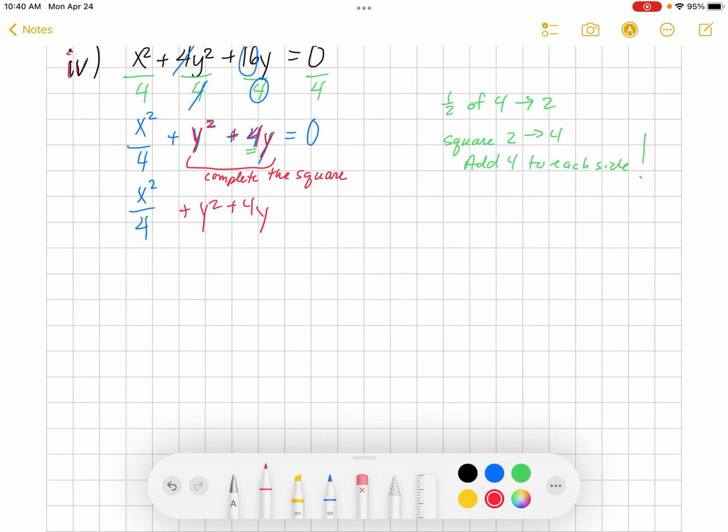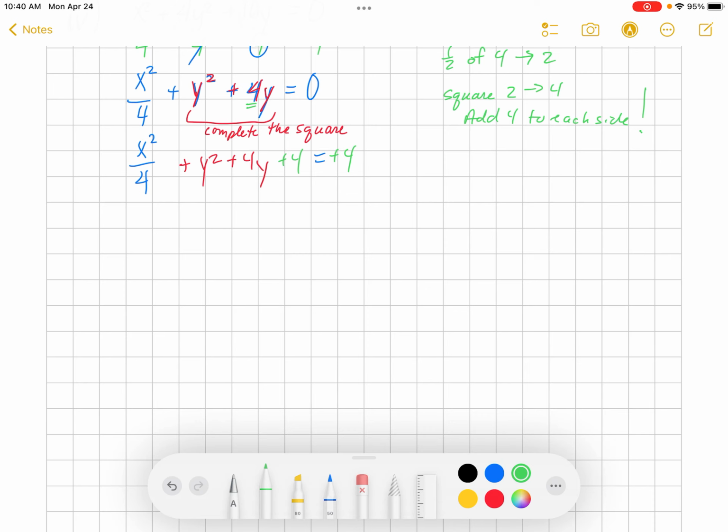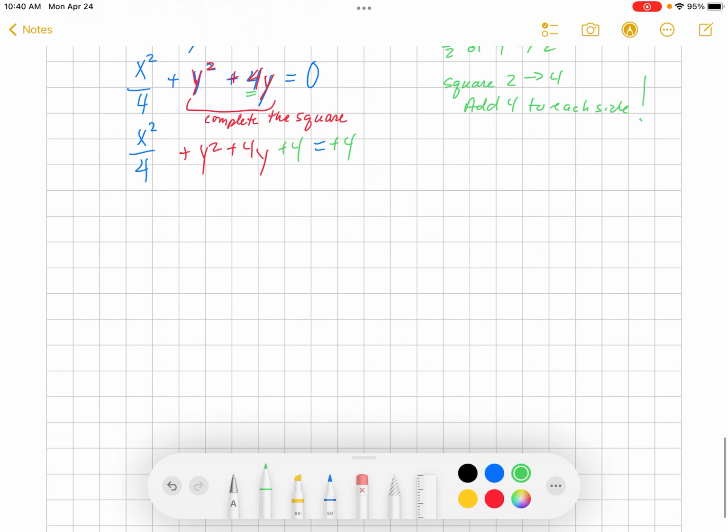It's called completing the square. So I keep my x squared over 4. And then I have what? Plus y squared plus 4y. And I took half of 4, which is 2. I squared that. I got 4. And then I'm going to add 4 to both sides of the equation. So I add 4 to both sides of the equation.